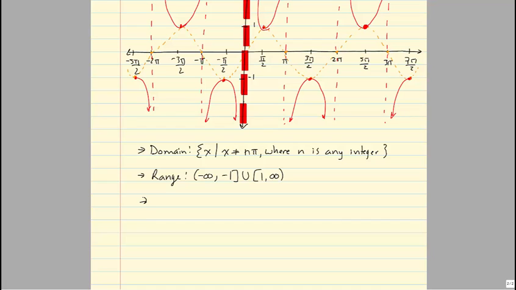We can also talk about some other things here, such as our vertical asymptotes. Our vertical asymptotes will occur at any multiple of pi, so I'd have n pi here. And these n values could be positive or negative. So it could be -2 pi, -3 pi. It could be positive 2 pi, positive 3 pi. There are no x-intercepts.